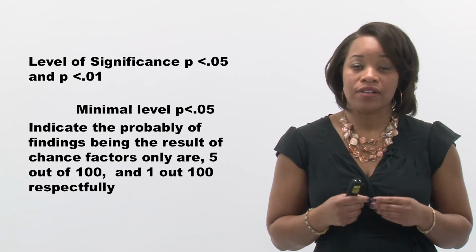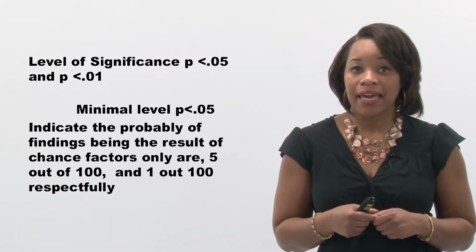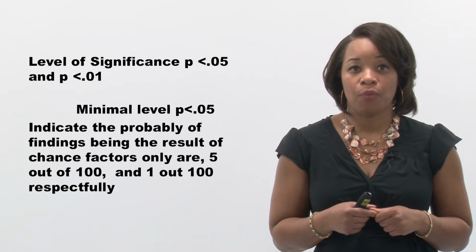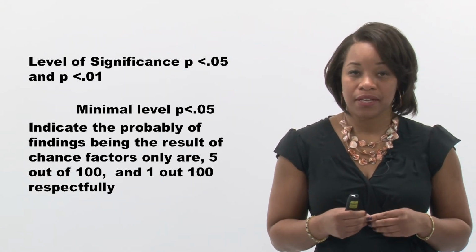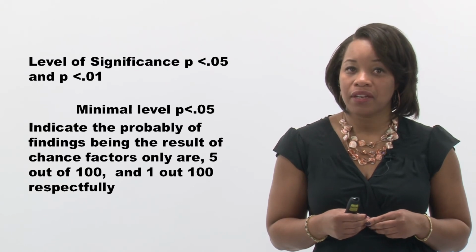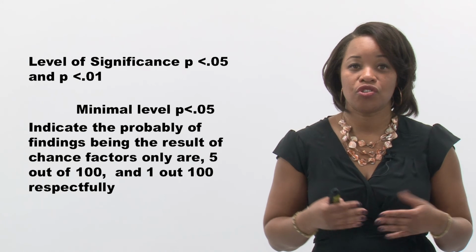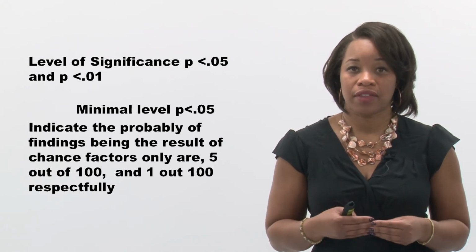For research or statistical analysis, the level of significance, which means we found something, is a p of 0.05 and a p of 0.01, with a minimal level of significance at p of less than 0.05 indicating that the probability of findings being the result of chance are only 5 out of 100 or 1 out of 100 respectively, which means if you sampled 5 people out of 100 and you have a minimal level of statistical significance at 0.05, those 5 people are just from chance. Their results have nothing to do with the variable that you're studying.